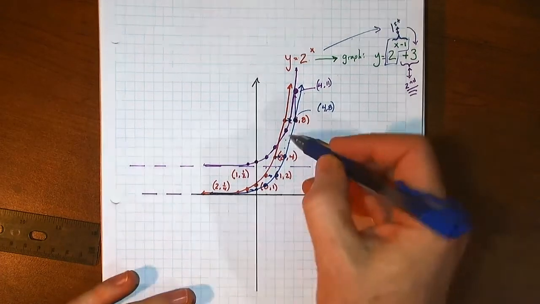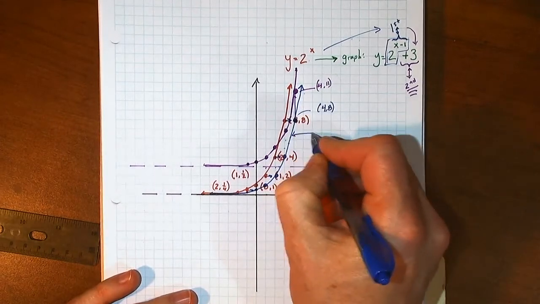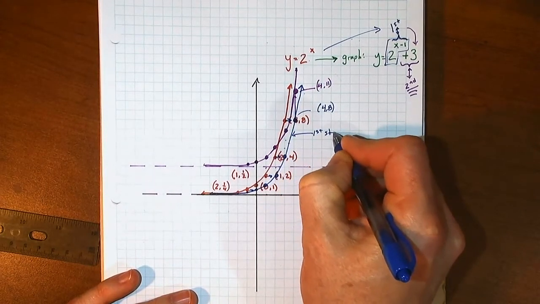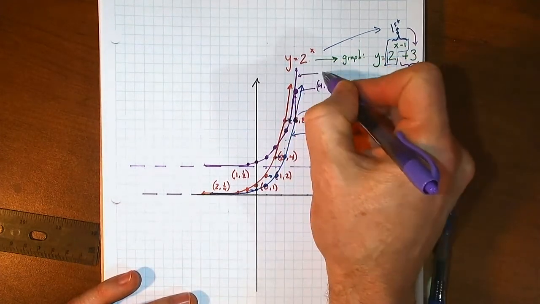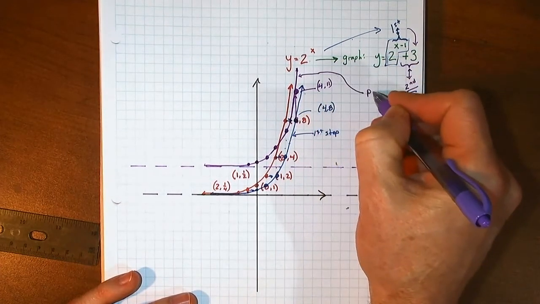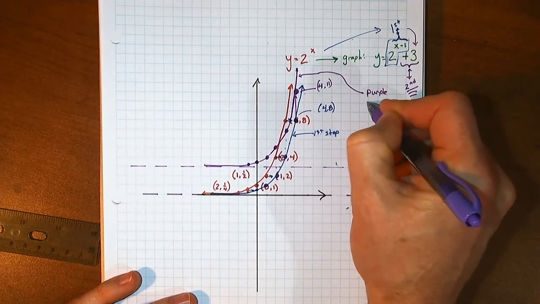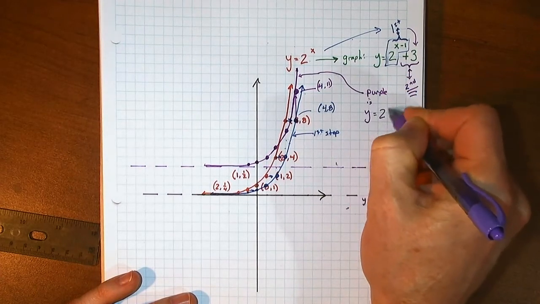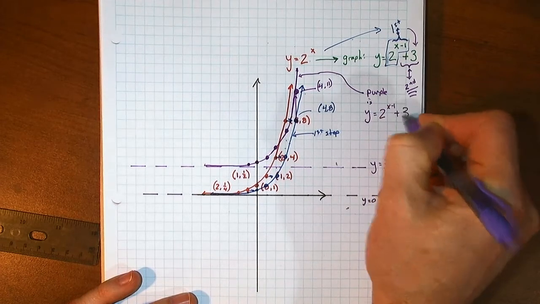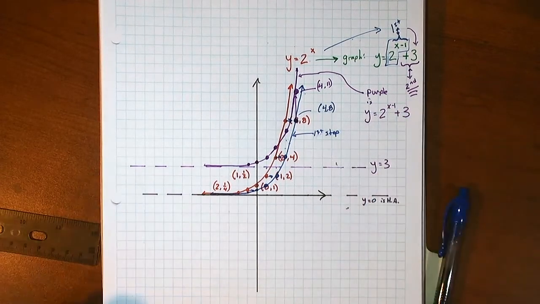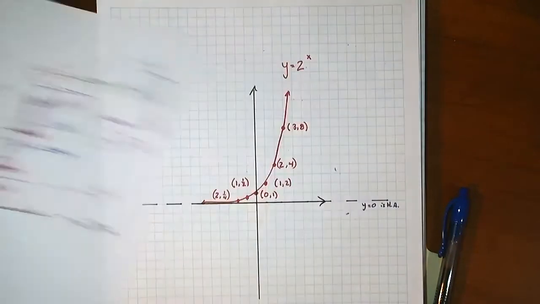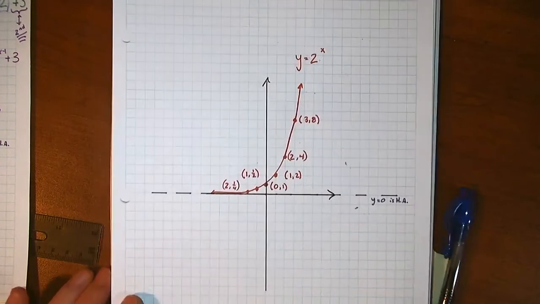So this blue, that's just my first step. That's not my final answer. This purple graph, that's my final answer. Because that has both moved over 1 and moved up 3. It's done both of those. Okay. All right. So this is the basic idea. Let's take a look at another one real quick.